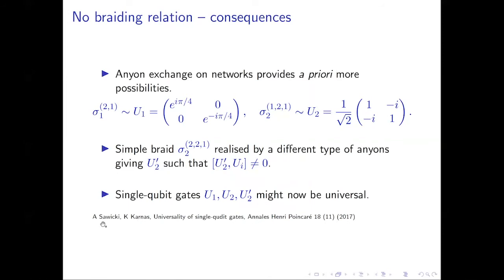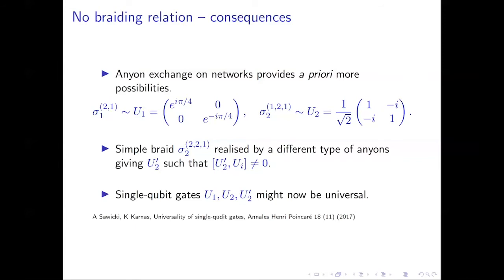And then the precise conditions are here in the paper of Adam and Kasia Kardas. So I think it's actually not so difficult to find the gate U2 prime that complements those to the universality. So it's not so completely improbable. Okay, so this is actually the main thing I wanted to tell you.